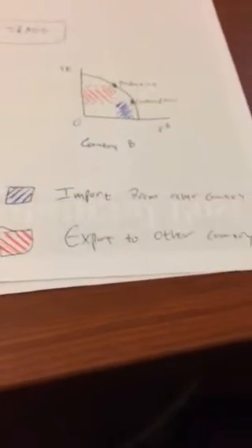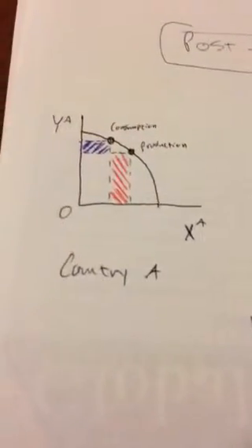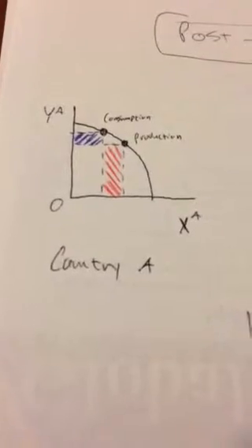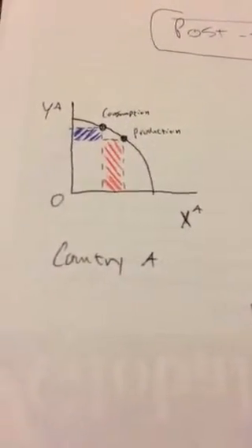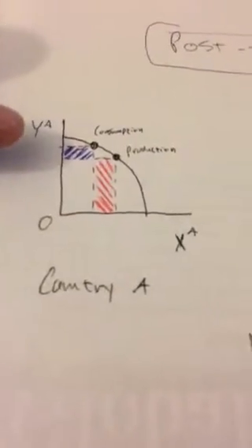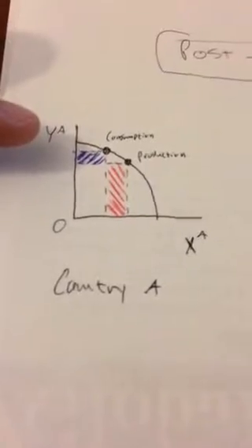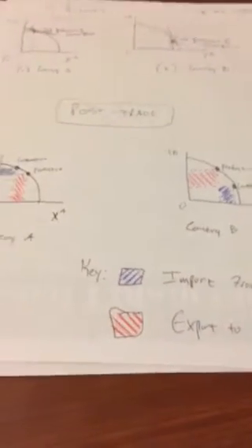So the blue would be what they import from the other country. The red would be what they export to the other country. So because country A has a preference towards good Y, they would export the good X that they do not want to country B, and they would import the good Y that country B does not want, and likewise for country B and country A.